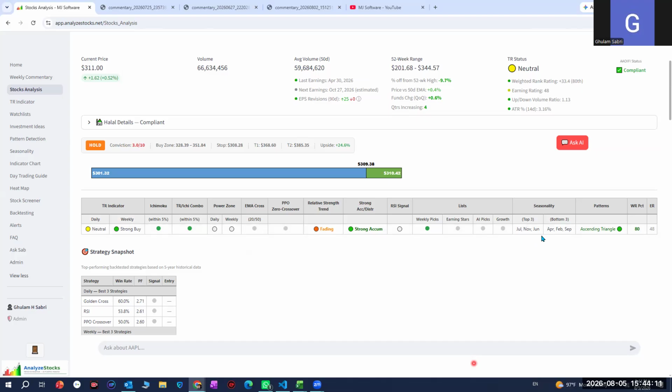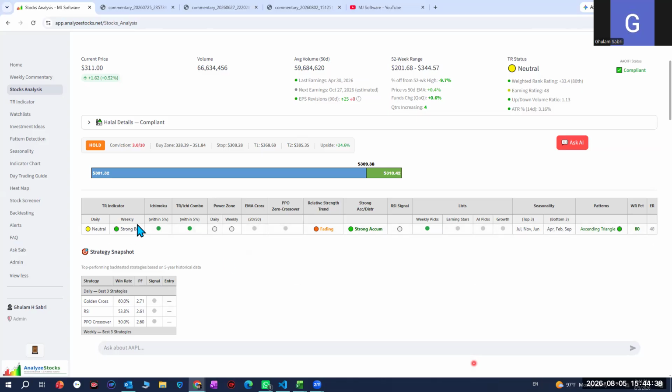And just in a second, we'll come back to this. Its WRPCT is weighted rank percentage, which means that Apple's price performance was better than 80% of the price performance of the stocks in the universe of 5,800 stocks. While its earning rating was 48, it means the way Apple has been maintaining, stabilizing and growing its earnings on the fundamental side is better than 48%.